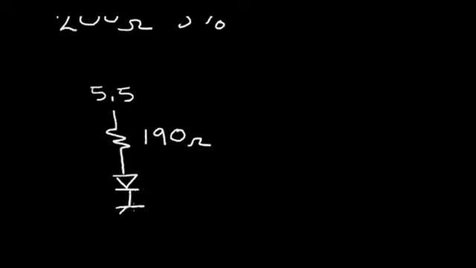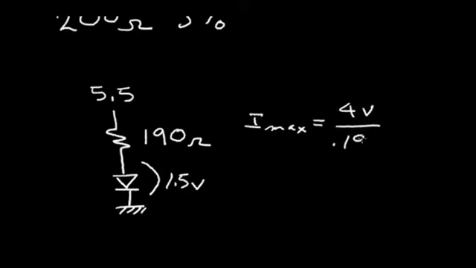And let's say that my LED is at a minimum of 1.5 volts to be safe. Let's calculate the I max. This would be 4 volts across my resistor divided by 0.19 K, which is equal to 21 milliamps. So I'm under the 25 milliamps, so that should be fairly safe. But let's calculate what my maximum power would be.